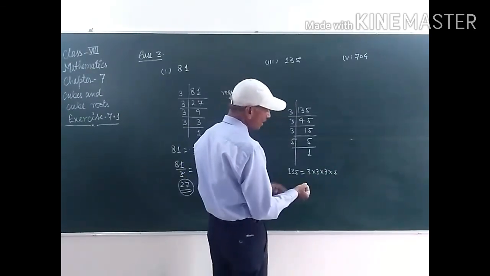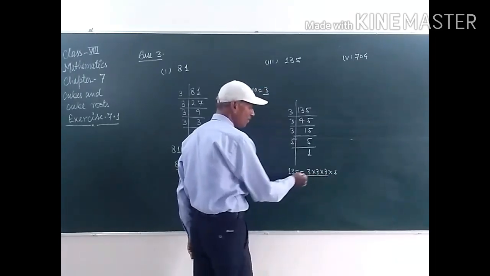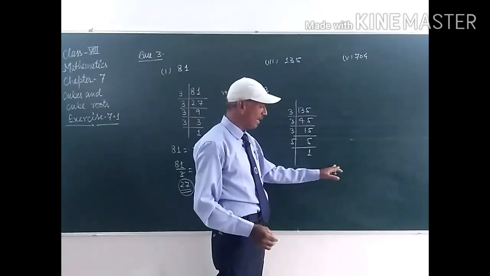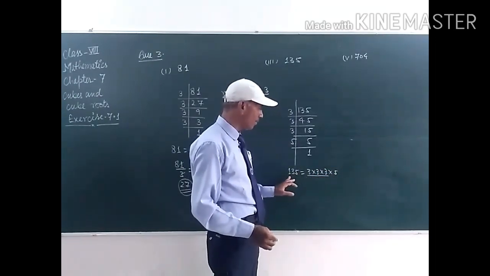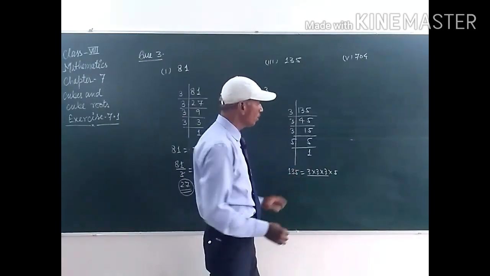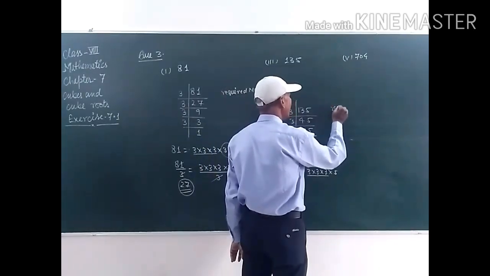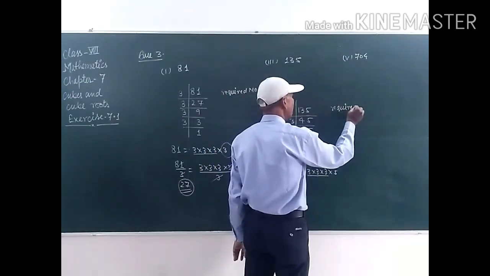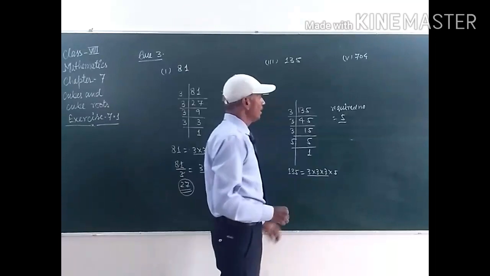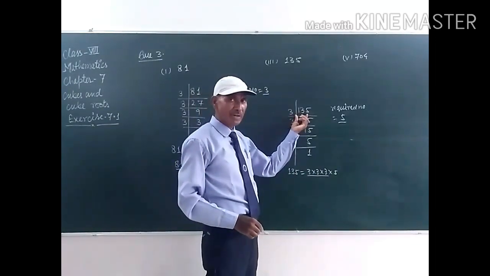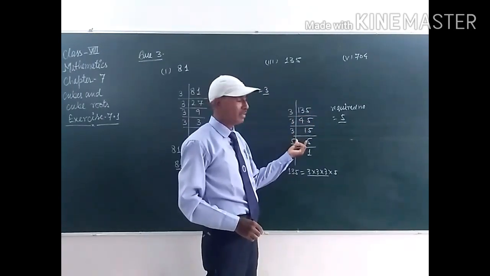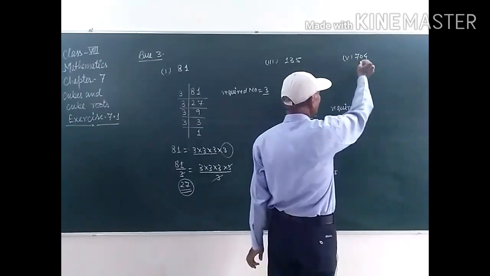So, after making the group of 3 or making the triplets, we find that 3 is in group of 3, but 5 is left here. So, if we divide this number by 5, then it will be a perfect cube number, student. Clear? So, required number is equal to 5. If we divide this number 135 by 5, then it will be a perfect cube number, student. Now this one, fifth part of this.